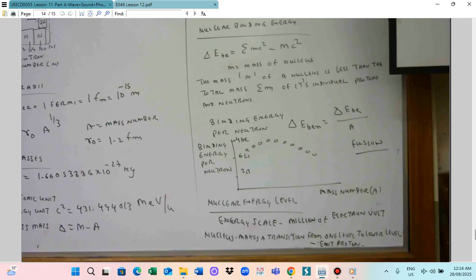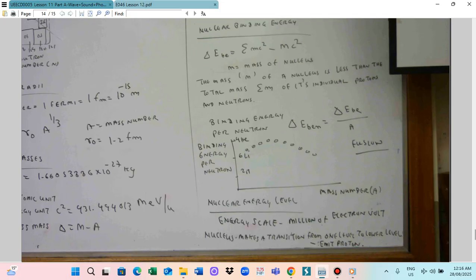Write down the nuclear energy level. So for nuclear energy levels we can plot the graph: binding energy per nucleon on the vertical axis, the mass number on the horizontal. So in this graph we allocate the atoms according to the energy level. This we call nuclear fusion. For the nuclear energy level we can write down the energy scale. The energy scale is in millions of electron volts. So this is the energy level.